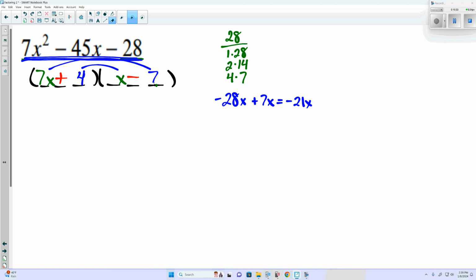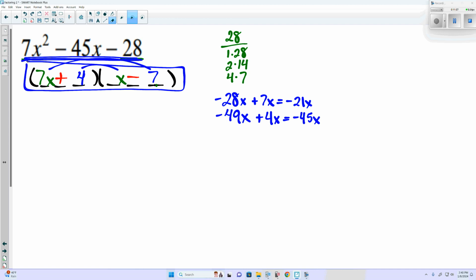So we could have the 7 in the other set. And we could try this here. 7x times negative 7. 7 times negative 7 is negative 49x. 4 times x is positive 4x. Plus 4x. And negative 49x plus 4x is negative 45x. So these are the correct set of factors.